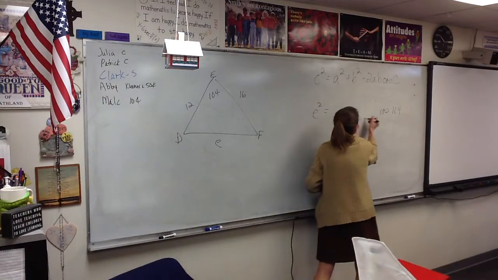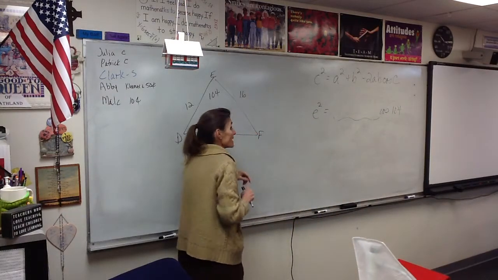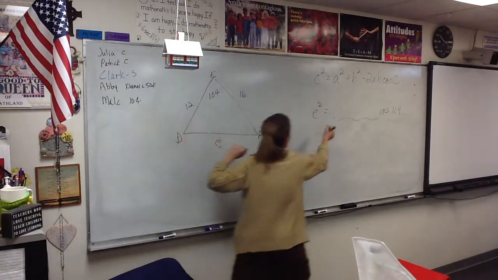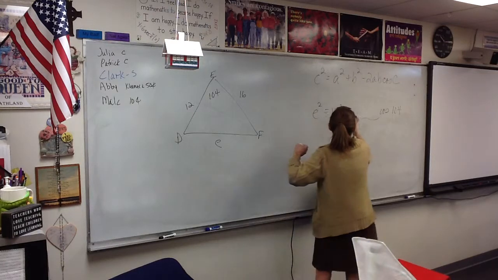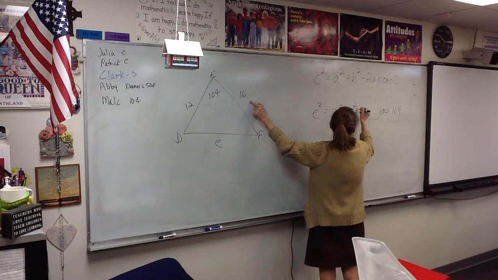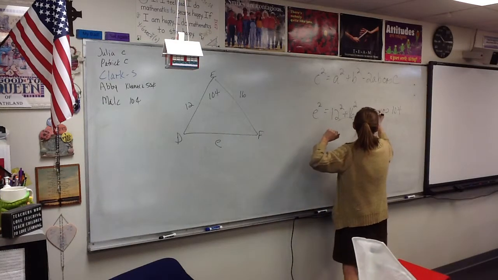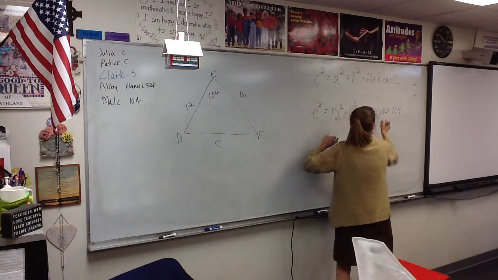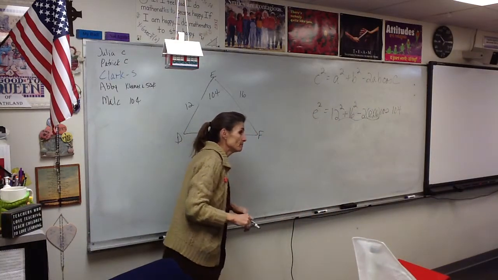Now what's all this in the middle going to be? The other two sides, right. So it's going to be 12 squared, and the order doesn't matter. So it's 12 squared plus 16 squared minus 2 times 12 times 16.